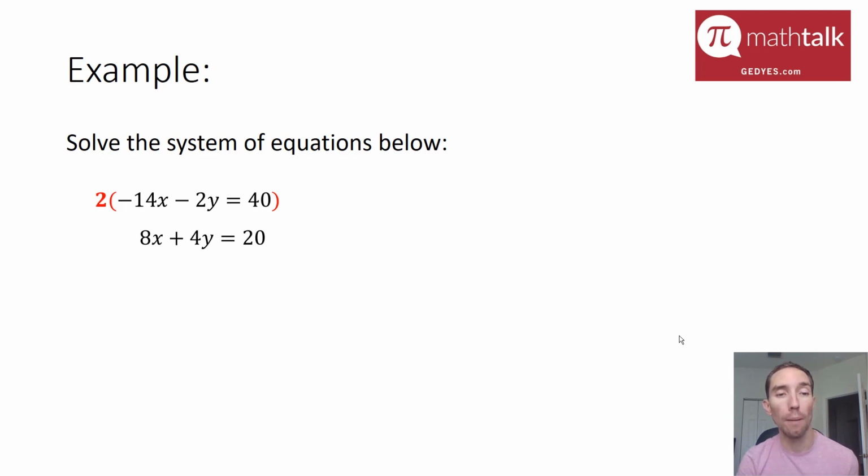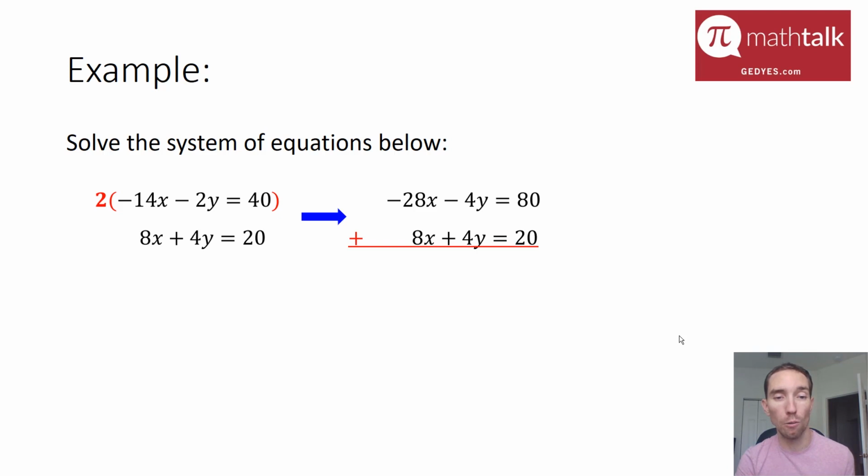So when I multiply that top equation by 2, I get negative 28x minus 4y equals 80, because I'm multiplying every term in that equation by 2. And then the second equation stays the same, but now I know, again, like I said, my y coefficients are both a 4 of some kind, one's positive, one's negative. So I know that if I go ahead and add those together, a negative 4 plus positive 4 cancels out, so I can eliminate the y term that way.